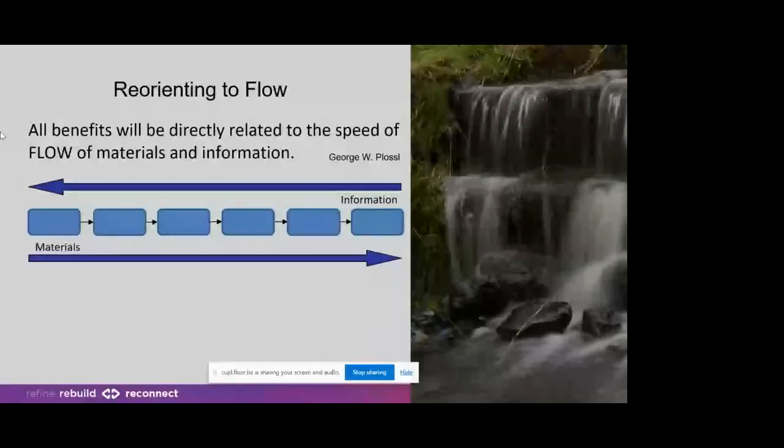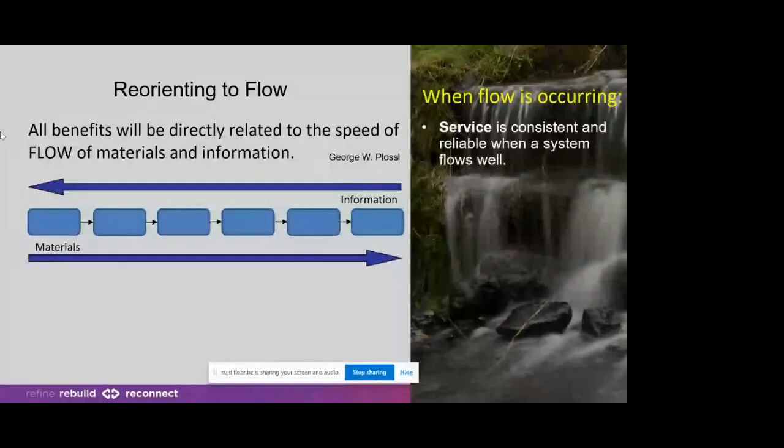Well, when flow is occurring, what happens? Well, we get good service. We all know that, even in the line for our coffee or going into a restaurant, that when the system flows well, we have good service and it's reliable. Well, when we have good service, then customers want to do business with us. They don't leave, because customers have reduced tolerance times and how much they'll put up with before they will go ahead and go someplace else.